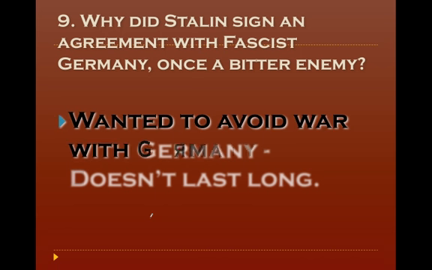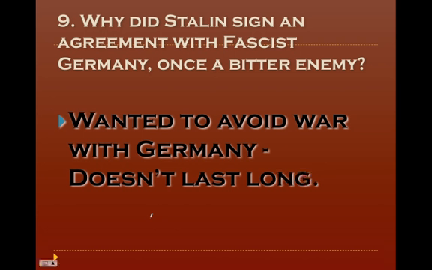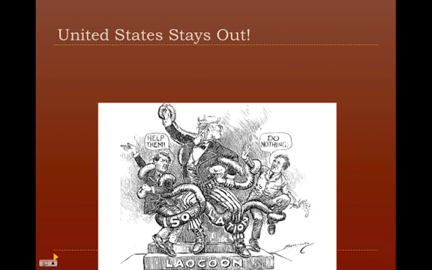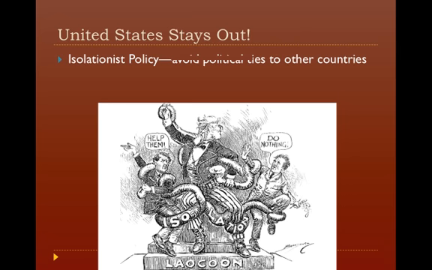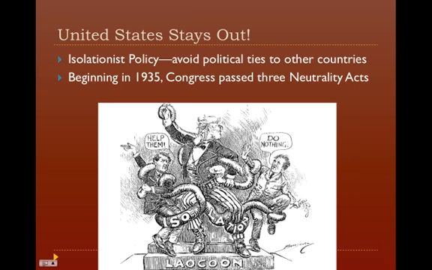Why did Stalin sign an agreement with fascist Germany, once a bitter enemy? He wanted to avoid war with Germany. He was just taking over. He didn't want a war. So what does the United States do? We're isolationist. We stay out.